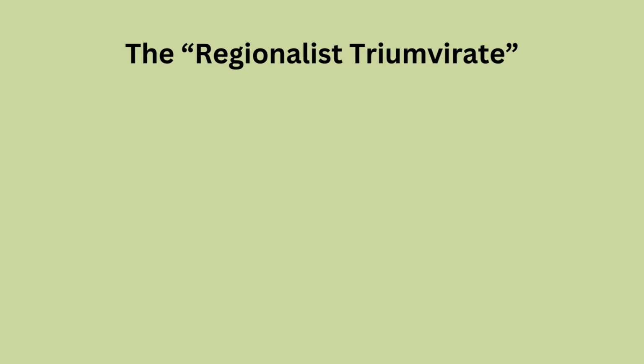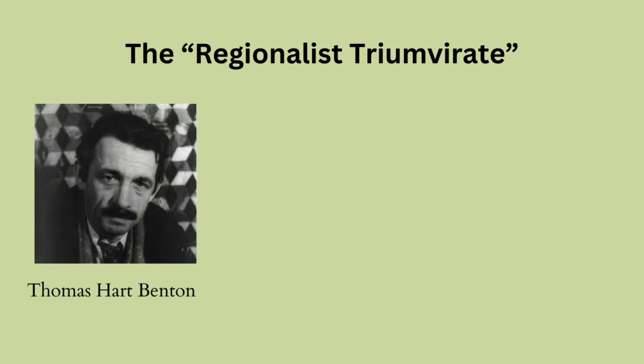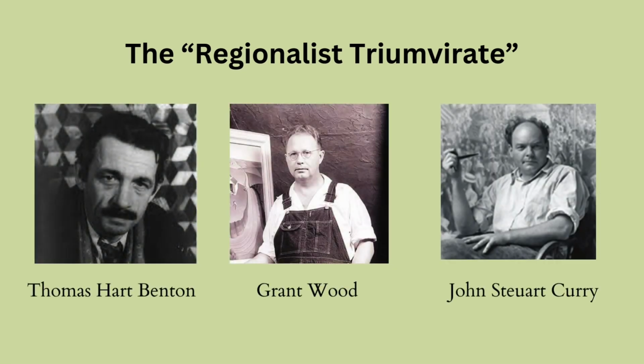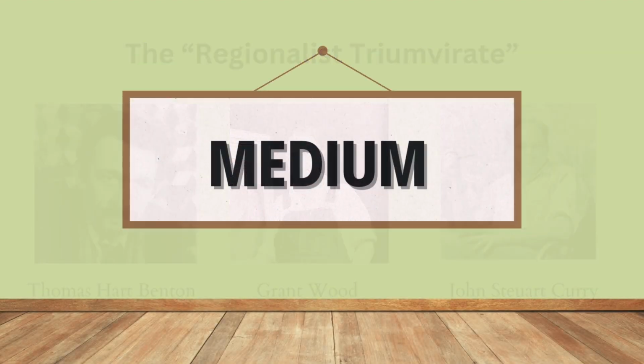The art style developed organically through the works of Thomas Hart Benton, Grant Wood, and John Stuart Curry, who were dubbed the Regionalist Triumvirate. All three artists were discontent with American art at the time and wanted to create a new American art that was free of foreign influences.